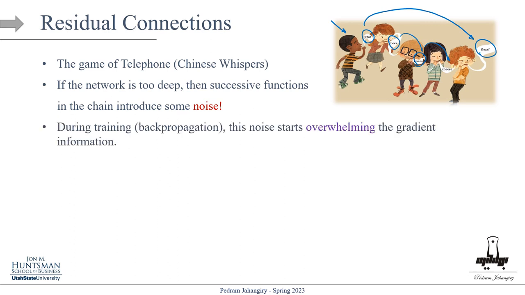And that trouble is that during training, when we're doing backpropagation, this noise starts overwhelming the gradient information. And of course that's going to make an impact on the weights. So what is the solution? The solution is very simple. We're going to add the input of a layer or block of layers back to its output.